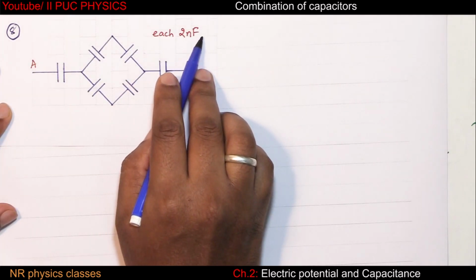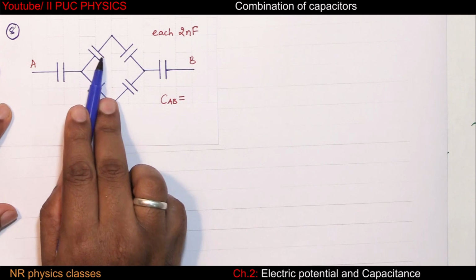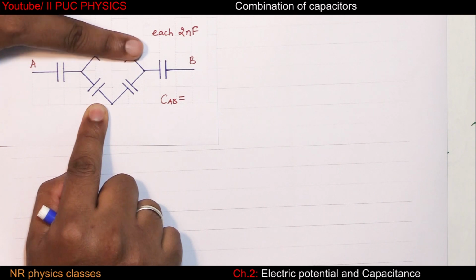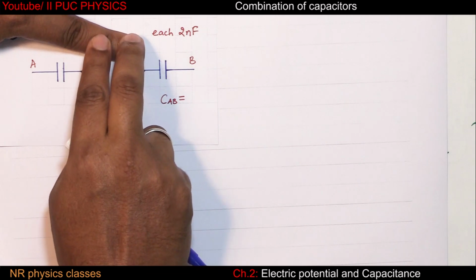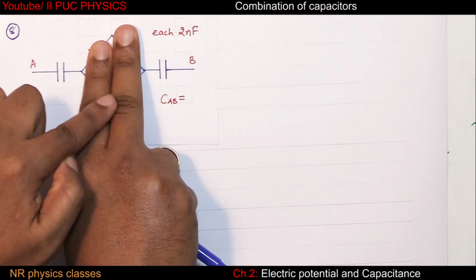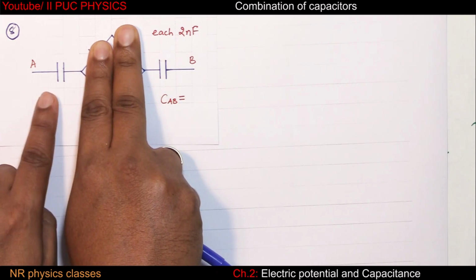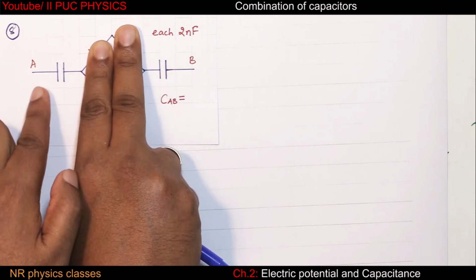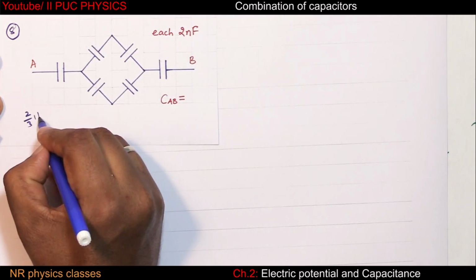Each equal to 2 nanofarad. We have to find between A and B. These two are in series, these two are in series. 2 and 2 in series means 1. 2 and 2 in series means 1. 1 nano parallel 1 nano means 2. So this rhombus, diamond shape loop gives 2 nanofarad. 2 nano in series with 2 nano in series means it is 2 by 3. So the answer should be 2 by 3 nanofarad.